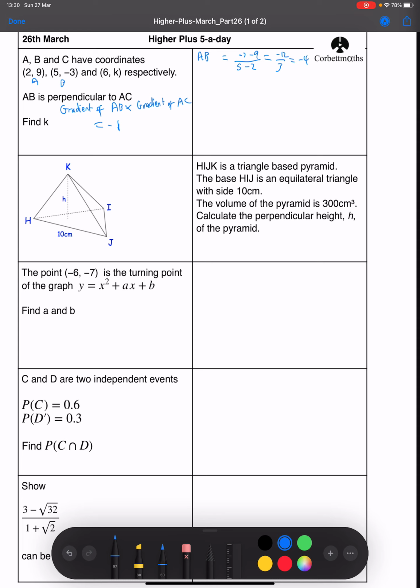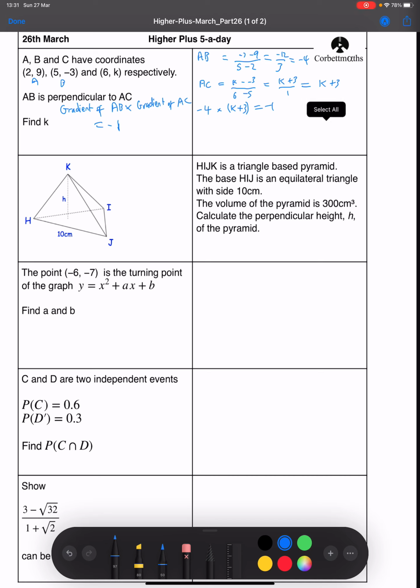Okay, and the gradient of AC is going to be, again, the change in Y, so k minus -3, please be careful with those minuses, over 6 minus 5. So that's k plus 3, because you've got the minus, over 1, which is actually just k plus 3. Okay, that means the -4, the gradient of AB, multiplied by k plus 3, which is the gradient of AC, is equal to -1. Nice.